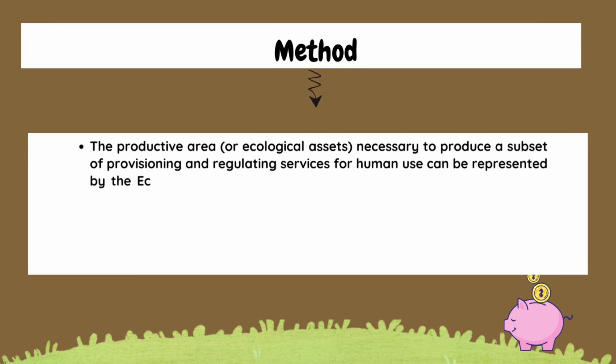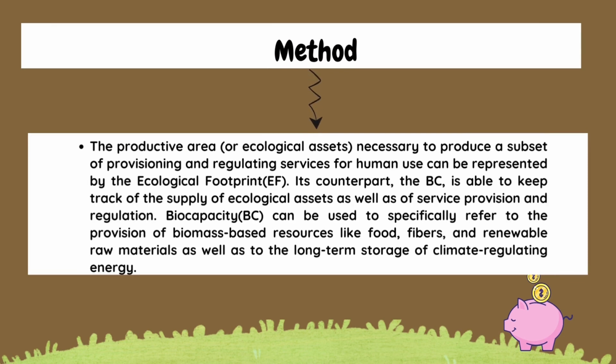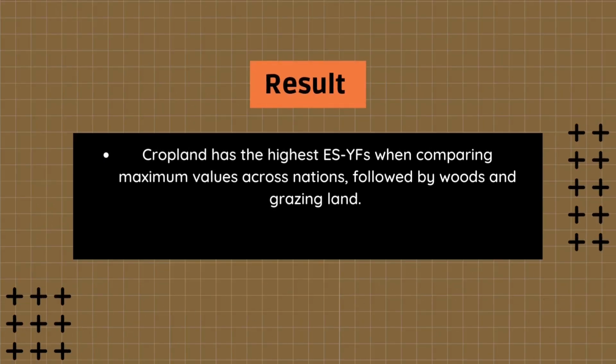For the method, productive areas required to produce a subset of allocative and regulatory services for human use can be represented by ecological footprints. Biocapacity is used to refer specifically to the provision of biomass-based resources such as food, fiber, and renewable raw materials, as well as the long-term storage of climate-regulating energy. Result: cropland has the highest ES/IFs when comparing maximum values across nations, followed by woods and grazing land.